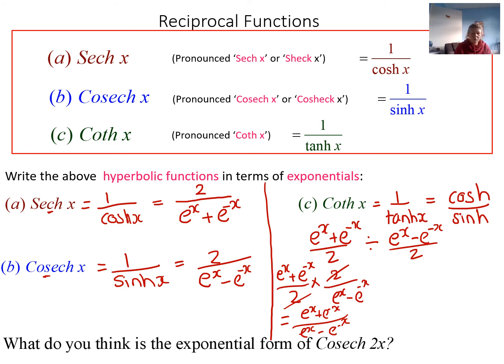Okay, and what do you think the exponential form of cosh 2x might be? That's cosh x, cosh 2x. So what we do to that one, the answer would be, let's hope you've got it. Here it comes, revealed. Yes, shouldn't be a big surprise.